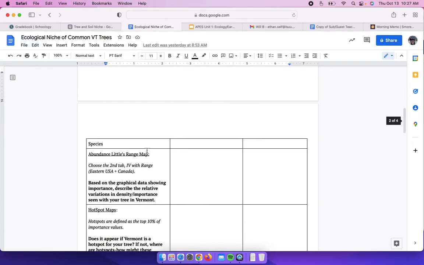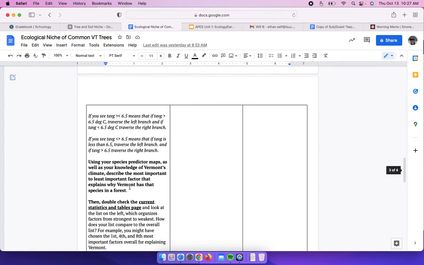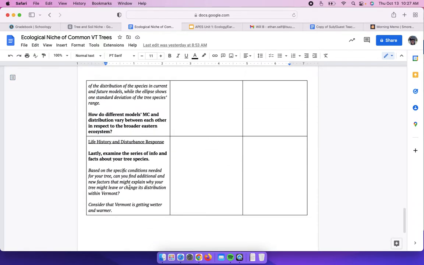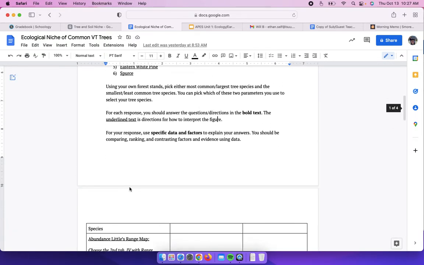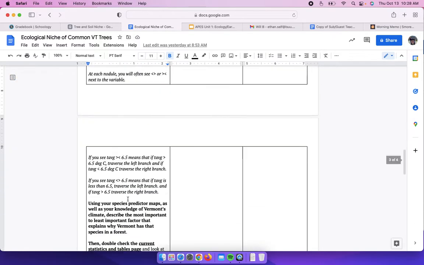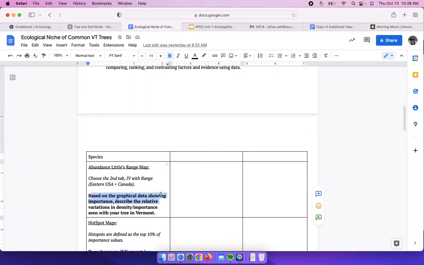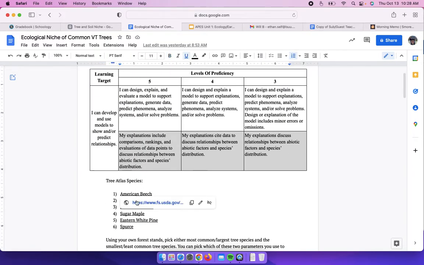Now, your job is to take a look at a variety of different maps and models that are discussed within each of these trees' atlases to consider the questions that we see in bold. I am going to go through each of the figures right now for the American beech. That way you feel a little bit more comfortable with what each map is showing, and that should help you with work later on. So I'm going to first go to the American beech.